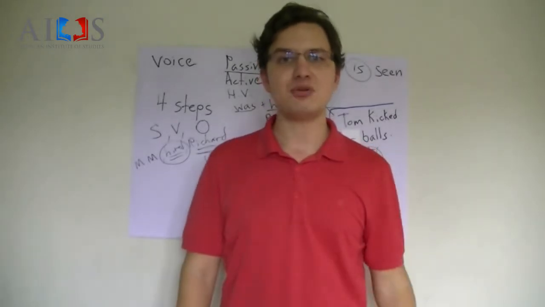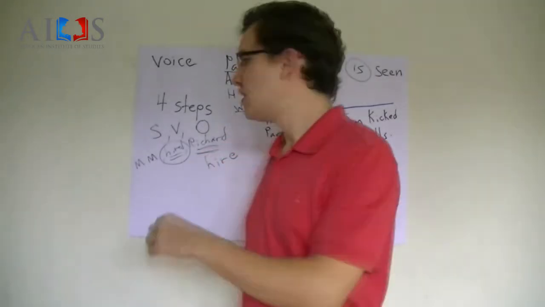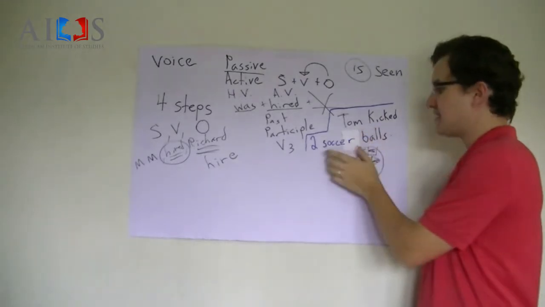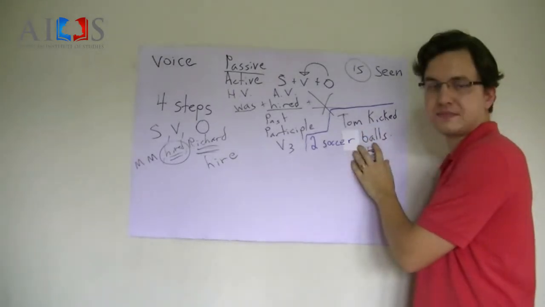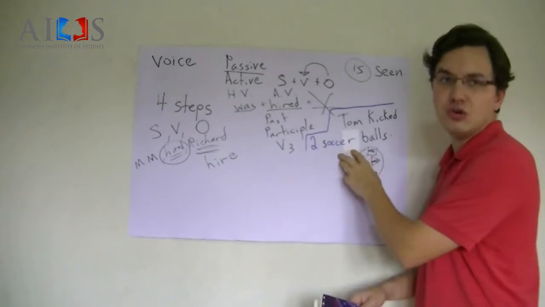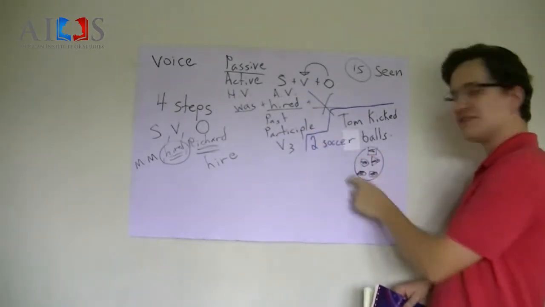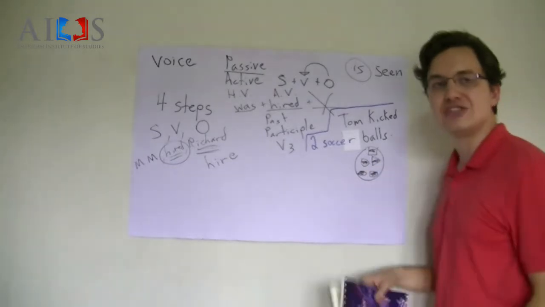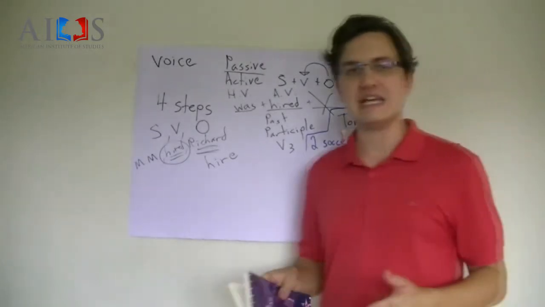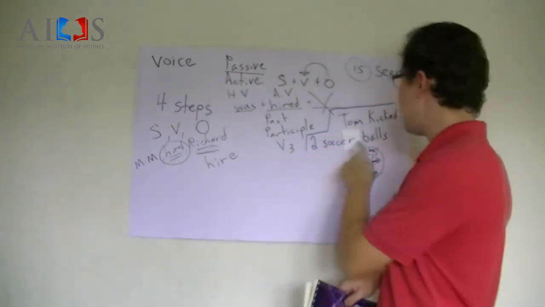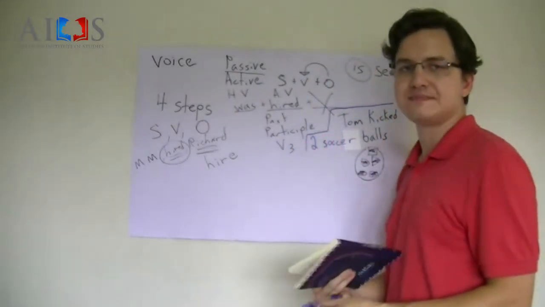Let's try an example that's not in the book. So I have here a new sentence. Tom kicked 2 soccer balls. I switched to blue because my black was running out of ink. And here's my picture of a soccer ball, in case you don't know. Soccer is the American word for football. So, Tom kicked 2 soccer balls.